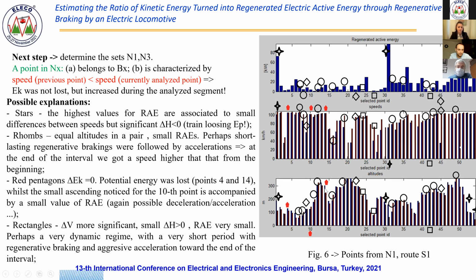the neighbor, his neighbor from the left side. So when rhombs show equal altitudes, perhaps we had short-lasting regenerative braking followed by acceleration. So at the end of the interval, we got a speed higher than that from the beginning.